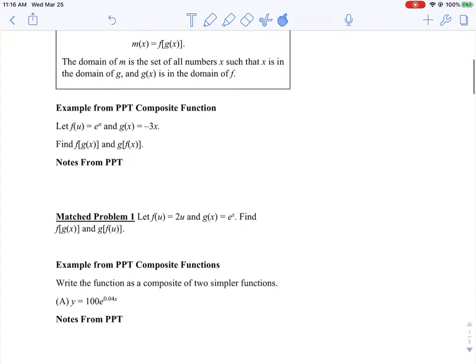So looking at our first example, f of u equals e to the u power and g of x equals negative 3x. Find f of g of x. What's inside is placed in place of the variable in the outside function. So f of g of x would equal e to the negative 3x.